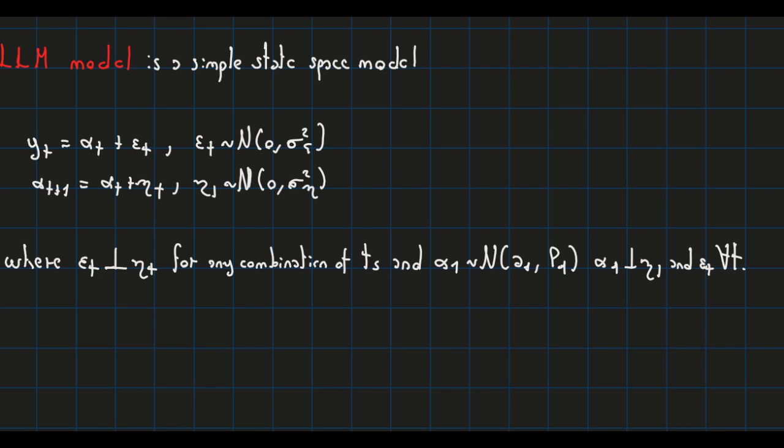We assume that the first state has a known Gaussian distribution with mean A1 and variance P1, and that the disturbances are normally distributed at each time with mean 0 and variances sigma squared epsilon and sigma squared eta. Also, we assume that all disturbances are pairwise independent and that they are independent from A1. Of course, if you're already familiar with time series, you may have noticed that the state equation is a Markov process and a random walk.